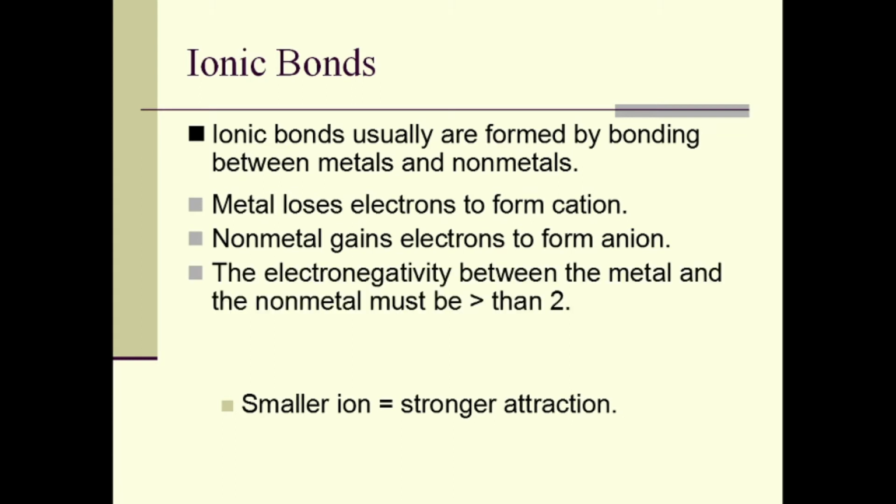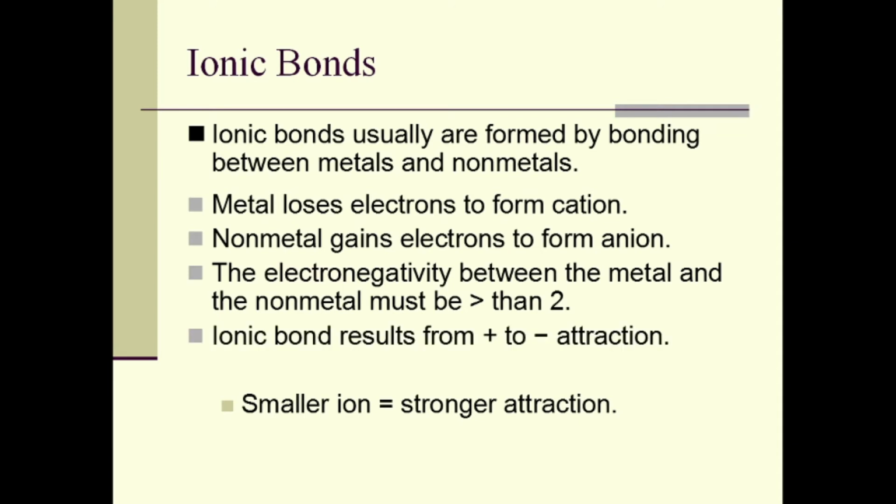The electronegativity difference between the metal and non-metal must be greater than 2, right? Electronegativity means each atom has the ability to attract electrons. The difference between the electronegativities of the metal and the non-metal, if it is greater than 2, in that case a strong ionic bond can be formed, right?